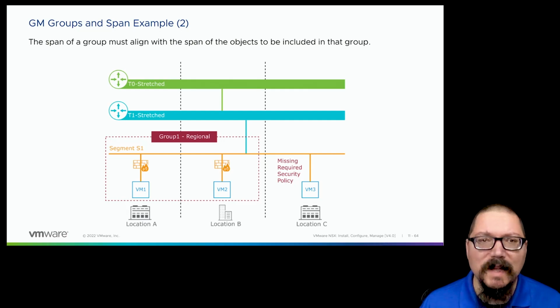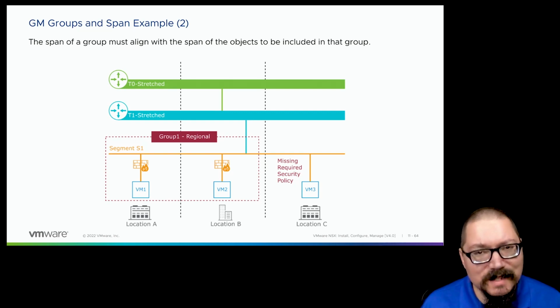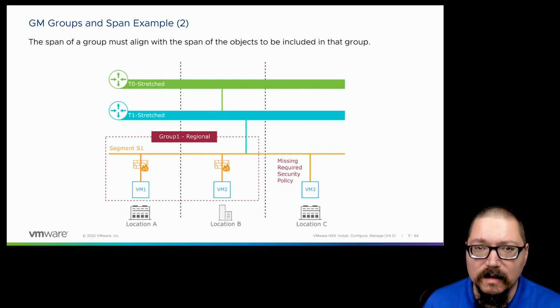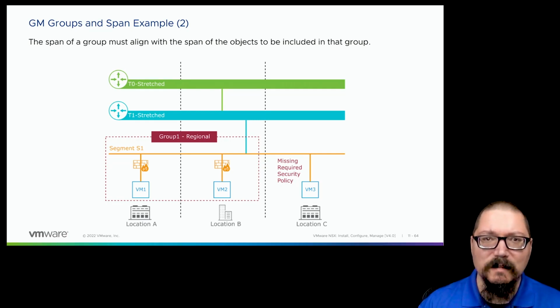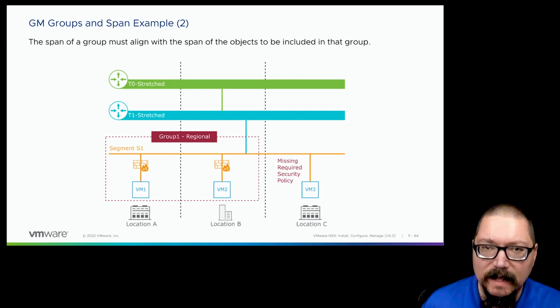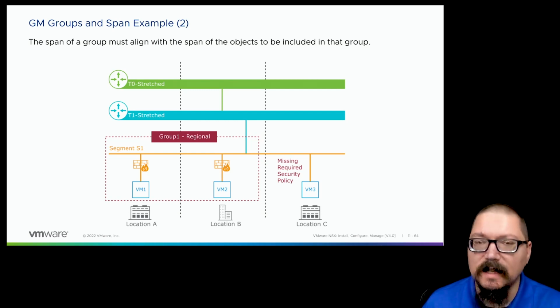And maybe my group inclusion criteria is that the workload is attached to segment S1. Well, segment S1 spans all three locations. So since my membership criteria is that the workload is attached to segment S1, part of me will look at that and say, it stands to reason that if I spin up this workload on location C, and attach it to segment S1, it's going to be included in the group, except that the group doesn't span into location C. Remember, the group isn't realized out in location C.